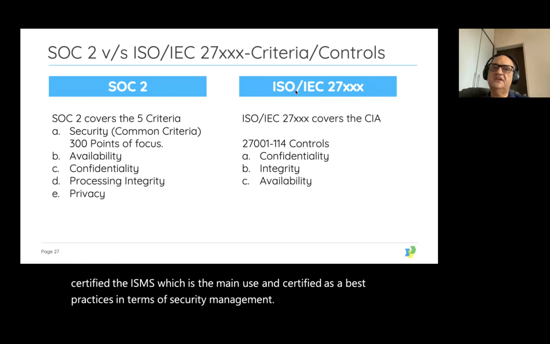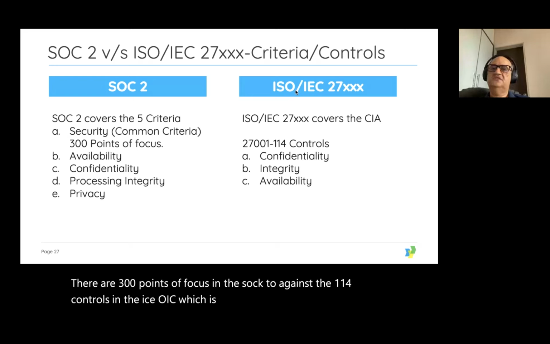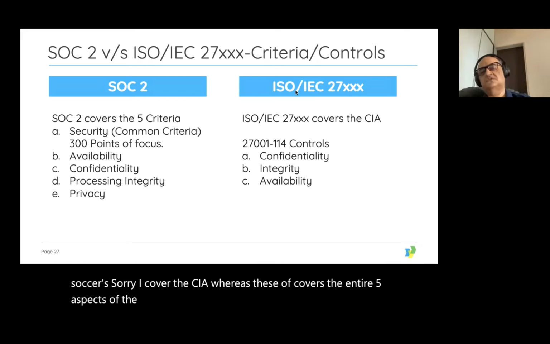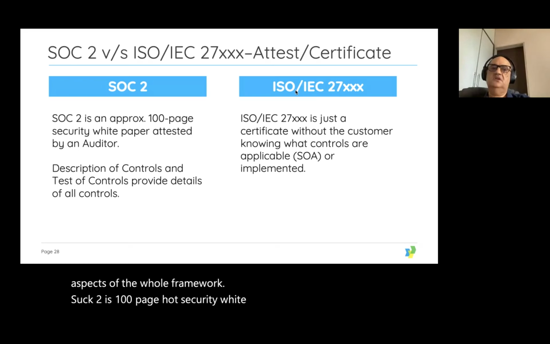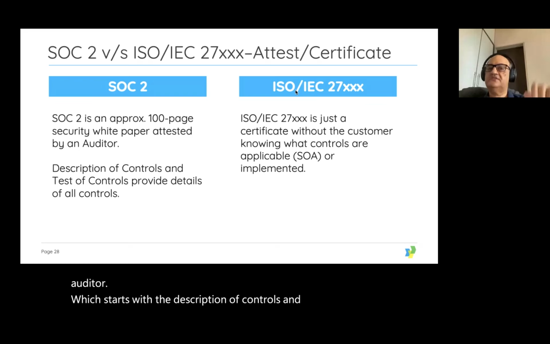There are 300 points of focus in SOC 2 against the 114 controls in ISO IEC, which is the major difference. ISO IEC covers the CIA, whereas SOC covers all five aspects of the whole framework. SOC 2 is a 100-page security white paper attested by an auditor, which starts with the description of controls and tests of controls provided in the same report.